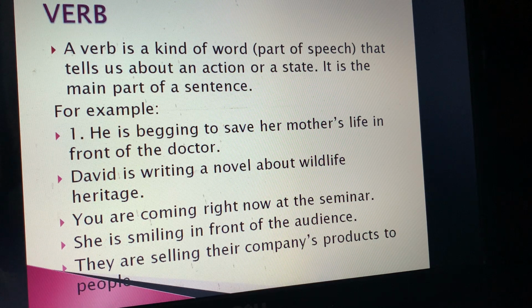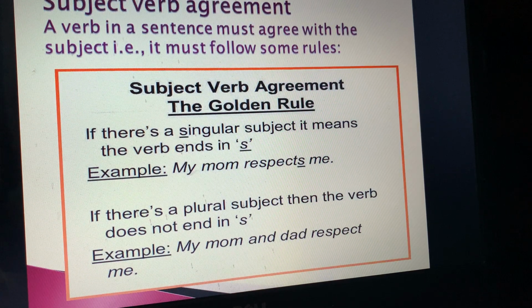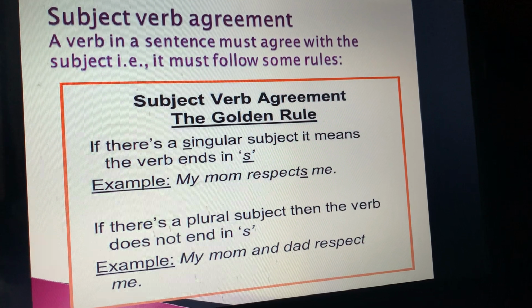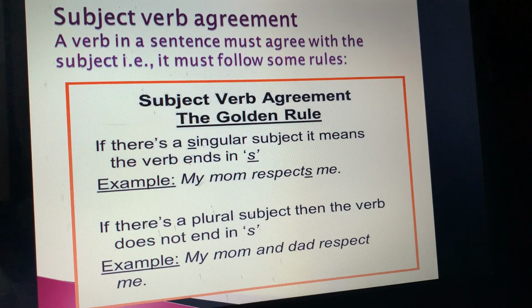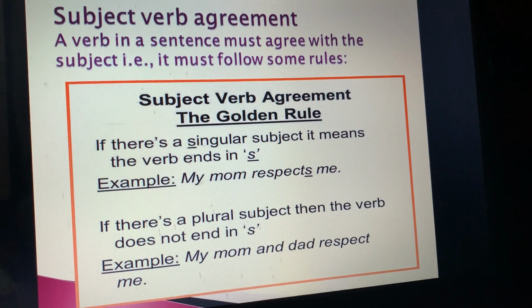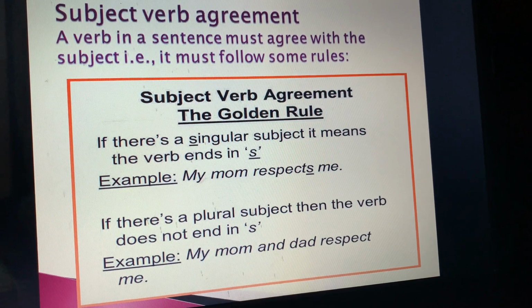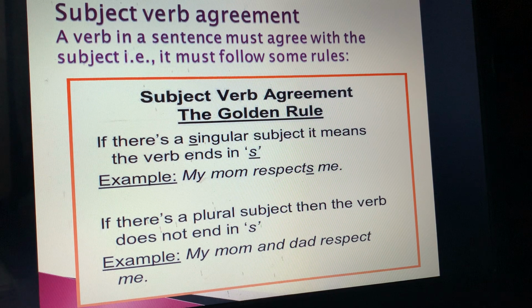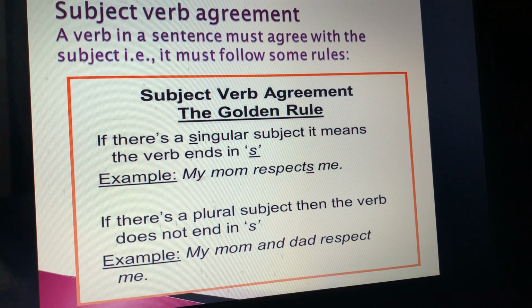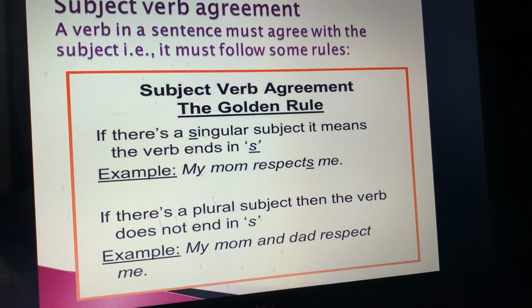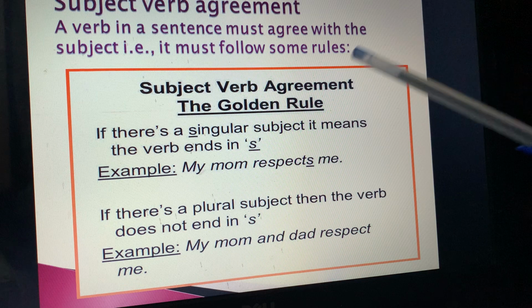I hope you all have understood the meaning of subject and the meaning of verb. Fine. Now, let's move forward with subject, verb, and agreement. What is subject, verb, and agreement? This is basically a golden rule: a verb in a sentence must agree with the subject. It means the action which is done should be related to the subject. As in all the sentences, you can understand only the subject is related to the verb. This is the golden rule.